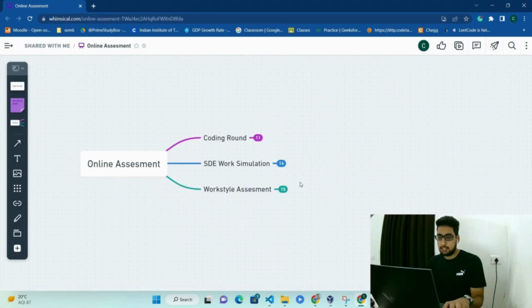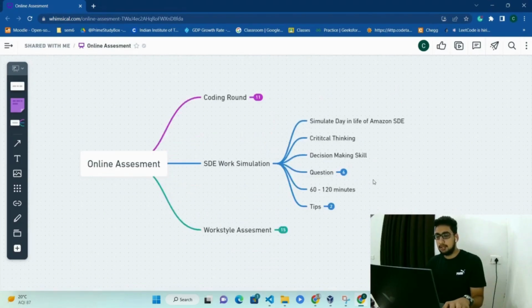Now coming to the SDE Work simulation. This part will be a very interactive kind of assessment, where you will be simulating the whole day in the life of an Amazon SDE.